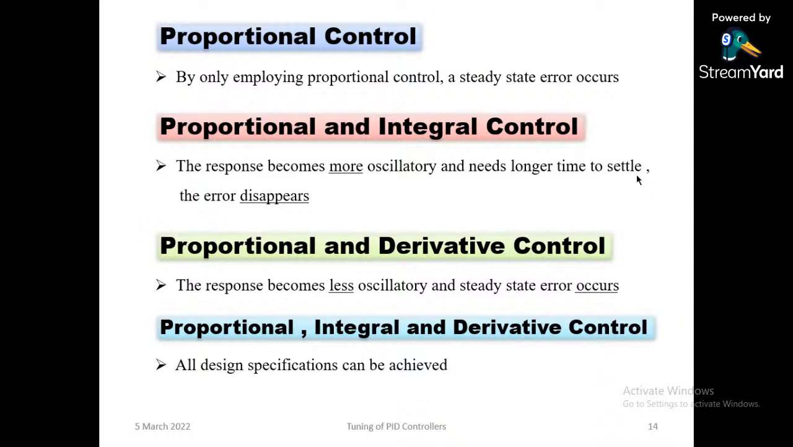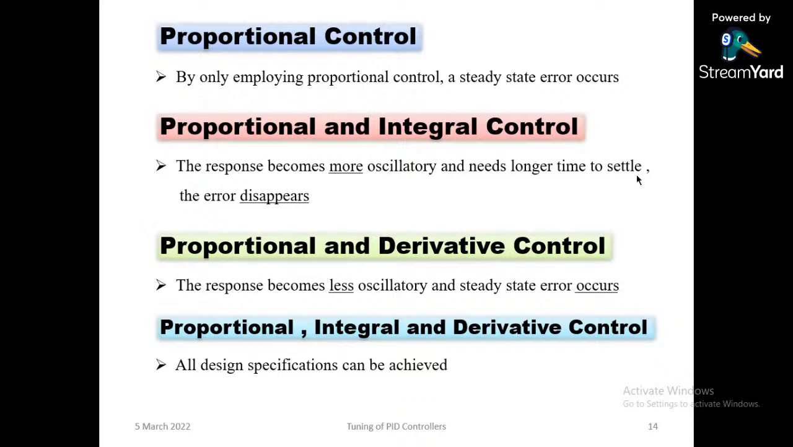Longer time to settle, but definitely error will disappear. Error will get eliminated to zero value. Fine, this is proportional plus integral controller. Now next possible combination is proportional plus derivative.